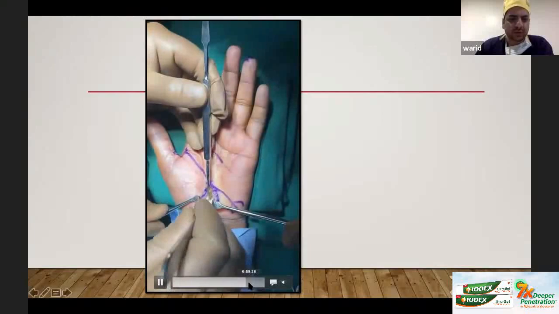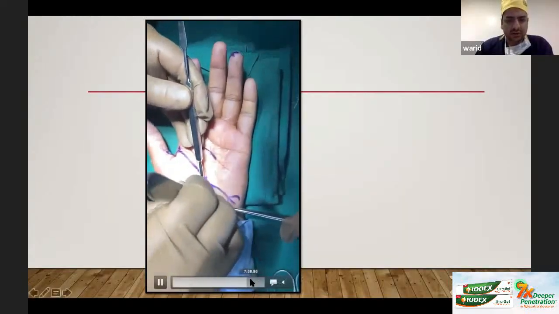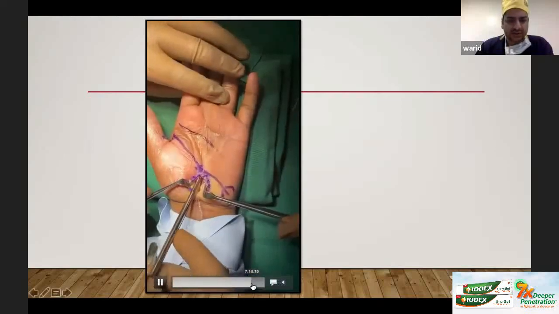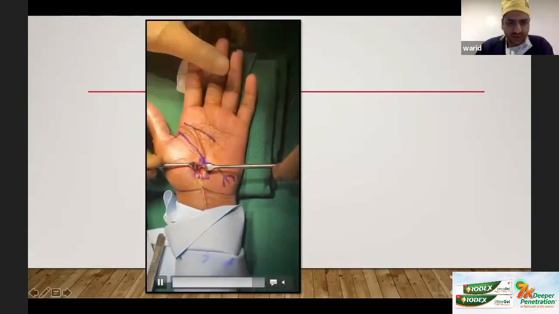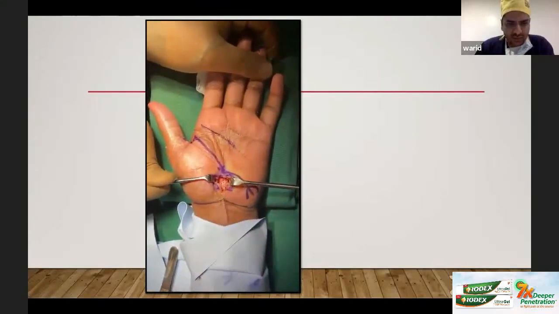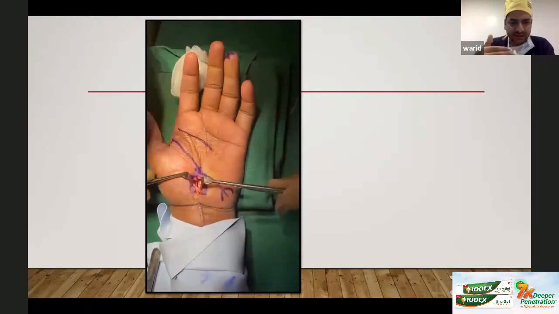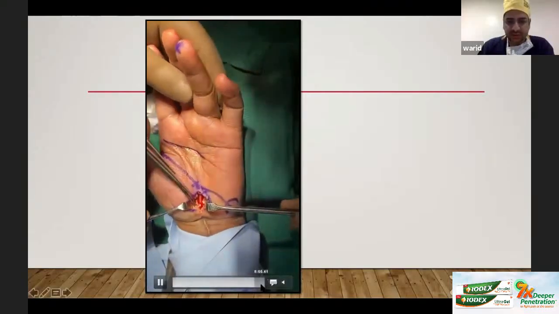So this is again we are going to the wrist side. So that completes the release, and now you can see nicely, you can see that nerve there. Yeah, so you should always check your distal release, your proximal release, and be sure that it has been adequately released.